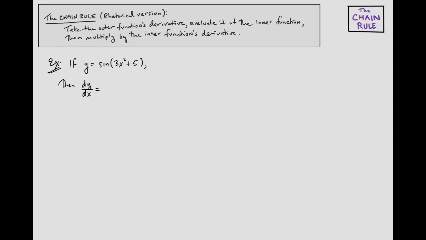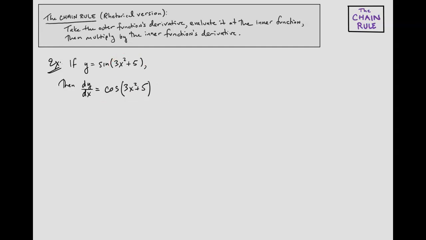We just have to remember what the chain rule says rhetorically. Outer function's derivative, evaluated at the inner, multiplied by the inner function's derivative. Now we just have to identify the inner and outer functions. Well, that's easy. The inner function is this quadratic, and the outer function is sine. So let's get to work. Take the outer function's derivative and evaluate it at the inner function. The outer function is sine, so its derivative is cosine of something. Of what, though? Well, we're evaluating it at the inner function, so what goes in here is the inner function itself. 3x squared plus 5.